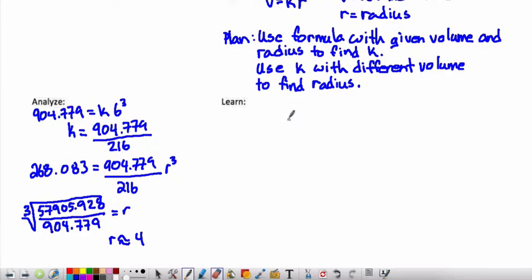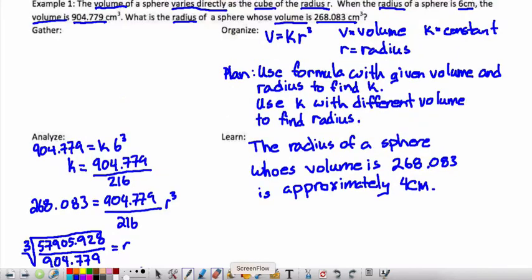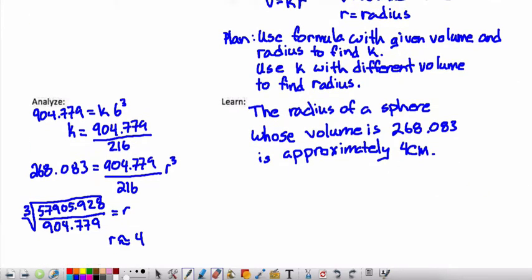All right, so what did we find out here? The radius of a sphere whose volume is 268.083 is approximately 4 centimeters. I don't know why I spelled whose that way. I will fix that. Okay, there we go. Let's move on to how to graph these.